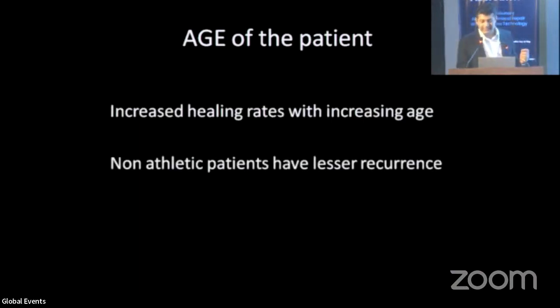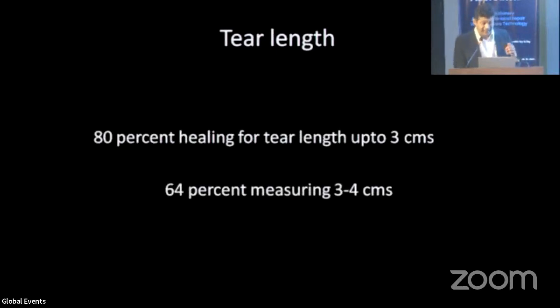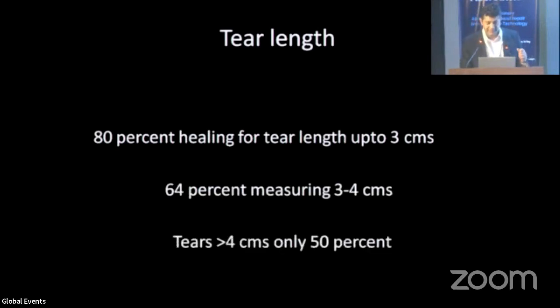Age of the patient, it's astonishing to see the data. You usually see increased healing rate with increasing age. Maybe this may be attributed to the low level of activity, or probably the post-operative immobilization or weight bearing, which elderly patients are more compliant with than the athletic population. Non-athletic patients have more risk of recurrence though. Tear length: 80% of tears healing are about 3 centimeters in length. And if the tear length is more than 3 to 4 centimeters, one would have about 67% failure rates.